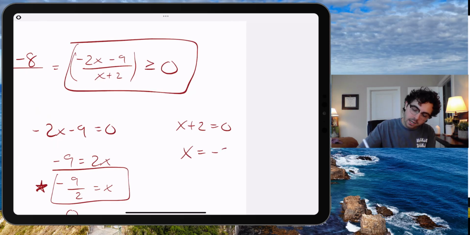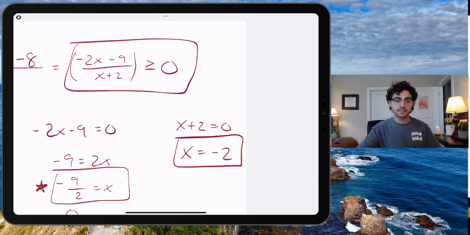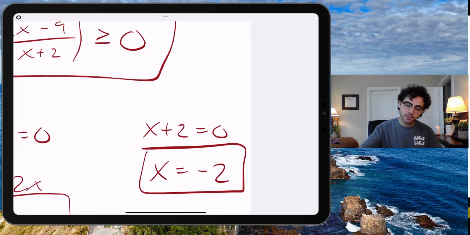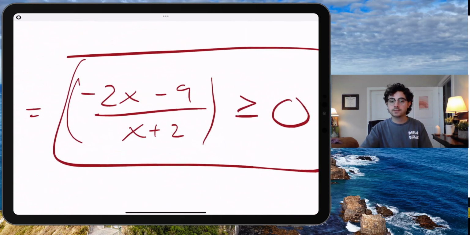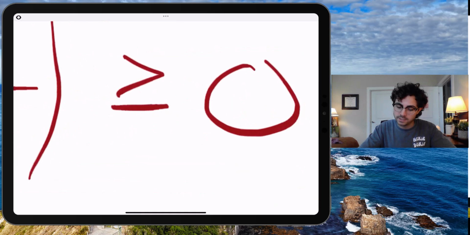Solving for where the denominator is equal to 0, we get x equals negative 2. When x is negative 2, the denominator is equal to 0, which means the whole fraction is undefined, which means that's not going to be where it's equal to 0.